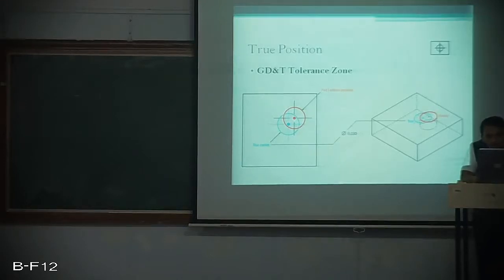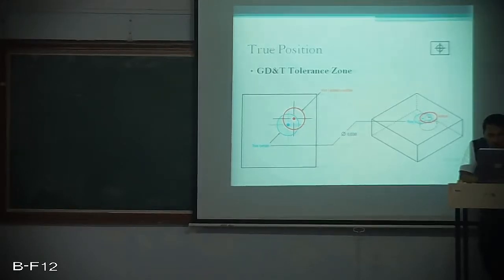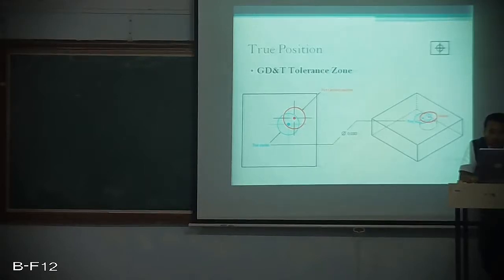See here, in the actual processed part, the red hole is what is actually finished, but the blue hole is what is desired on the part. The blue point is the desired center point of the hole, and the red point is what we got in manufacturing. There is a certain deviation from blue to red, isn't it? If the deviation is well within 0.030, then the part is accepted. If the deviation is more than 0.030, then the part is rejected.